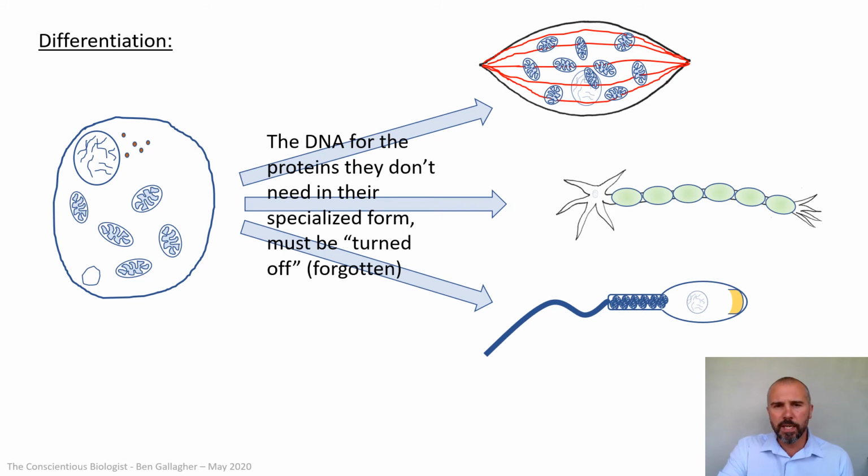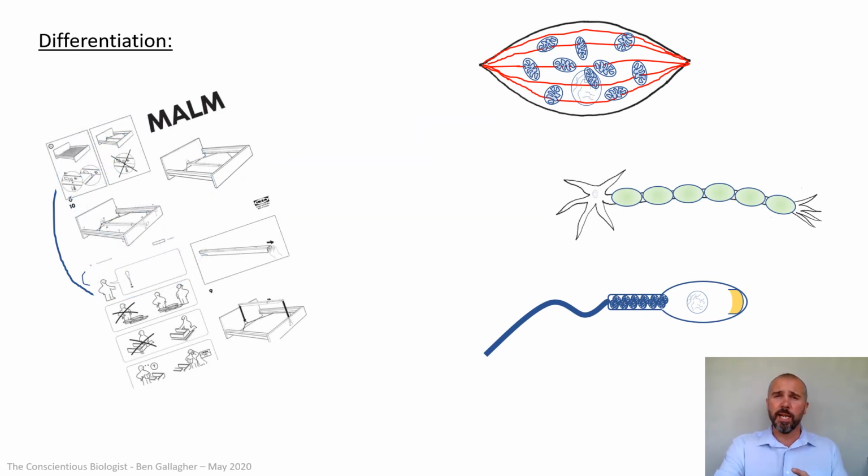And the easiest way to think about this is that the DNA for proteins they don't need in their specialized form must be turned off. That's what we mean when we say forgotten. But how can they do that? How can they turn it off? Well, there's a really nice simple analogy we can use. You imagine if you've got a load of instructions for how to build something, like these instructions for how to build a piece of furniture.